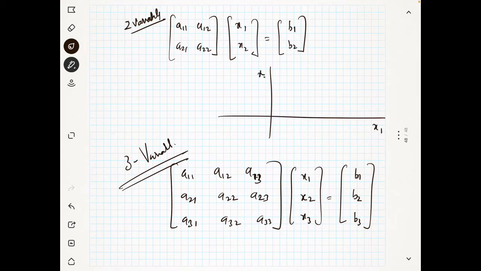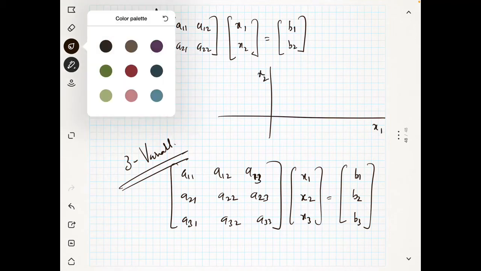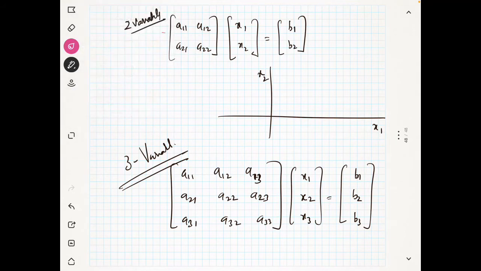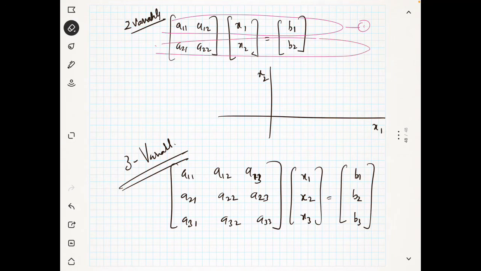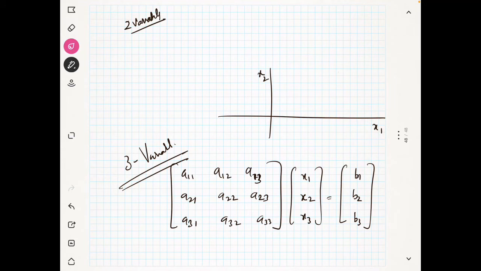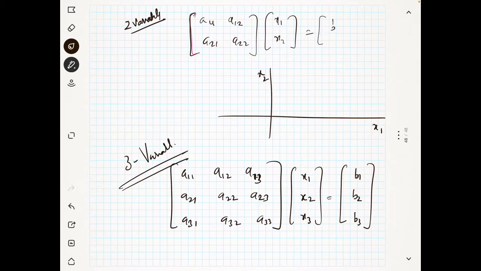If you are considering x1 and x2, you will be getting 2 lines. So this will be equation 1 and this will be your equation 2. Let me rewrite it: A11, A12, A21, A22, then x1, x2, which is equal to b1, b2. The first row represents equation 1, and the second row represents equation 2. So there are 2 equations basically.